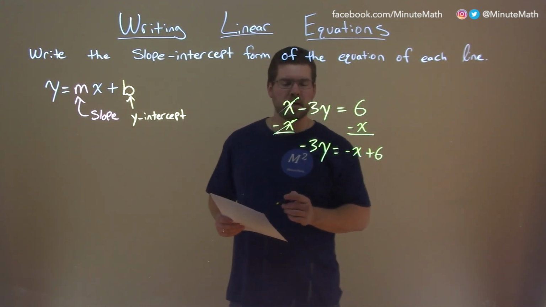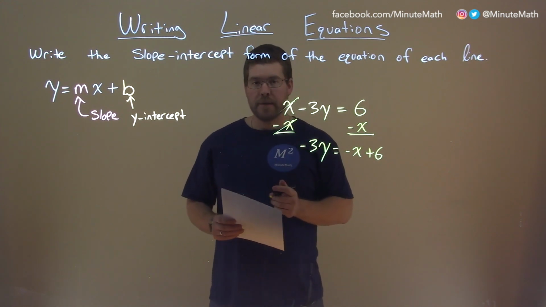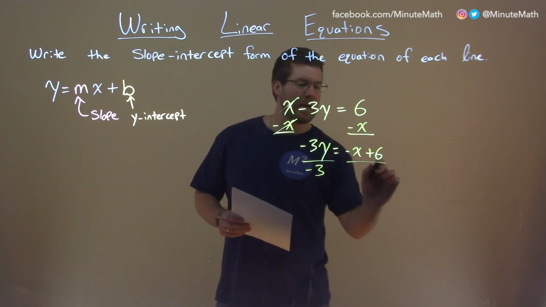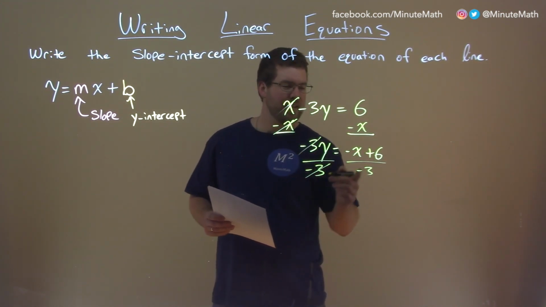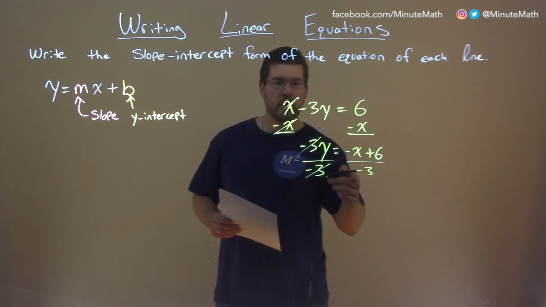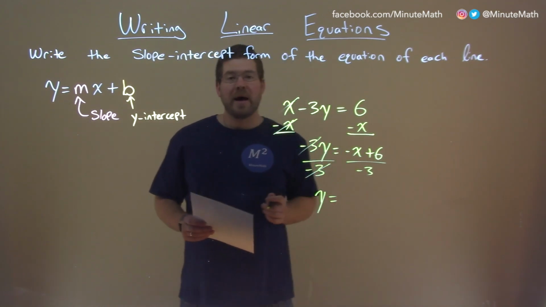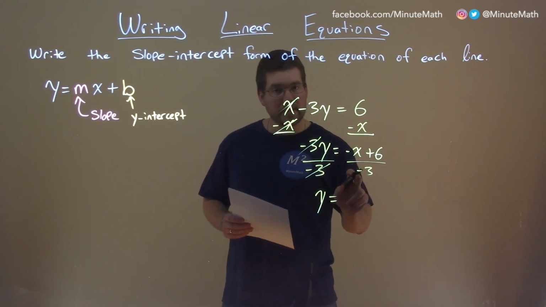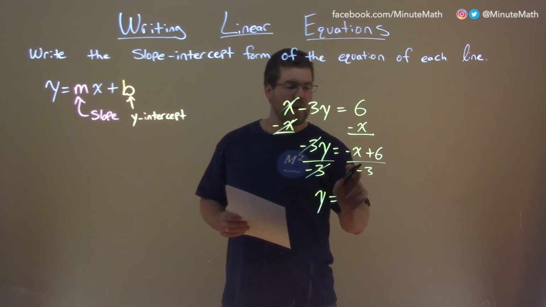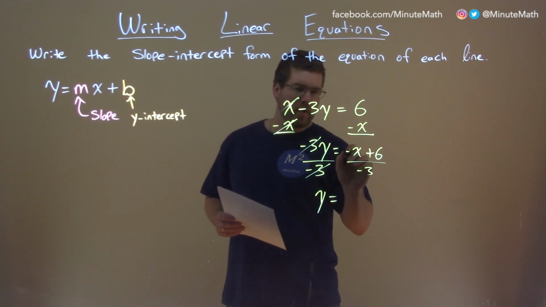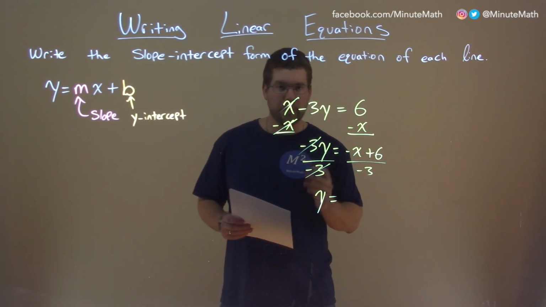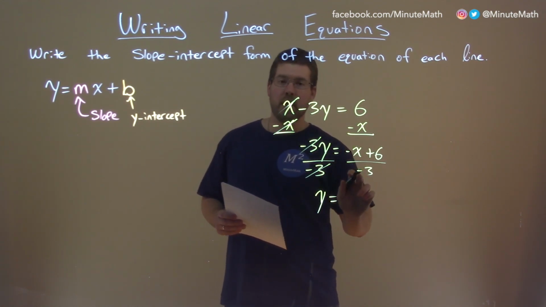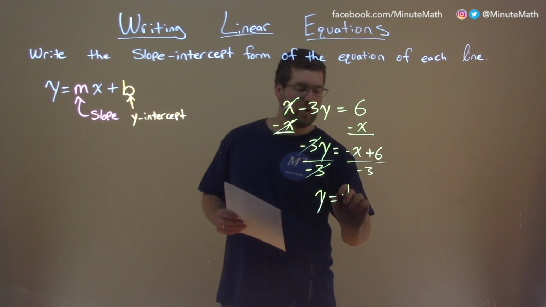X is canceled here. Now we have negative 3 times y. Opposite of multiplication, division. Divide both sides by negative 3. And secret here is to make sure that negative 3 goes to both parts. Y is now by itself on the left-hand side, and we have negative x divided by negative 3 to deal with. Well, negative divided by negative is a positive, but remember that x has a 1 that's right there in front of it. It's 1x, okay? So negative divided by negative is a positive. 1 divided by 3, 1/3.